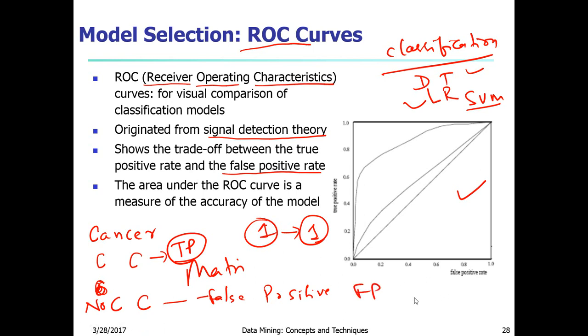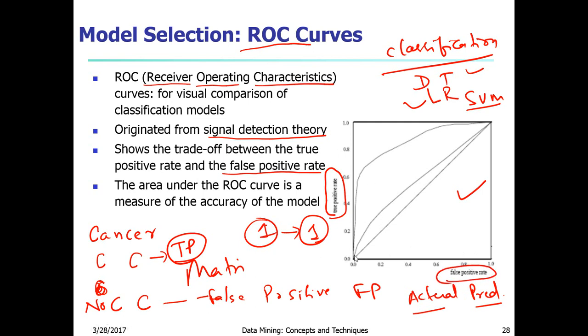So we compare the actual versus the predicted, and find the true positive and false positive, and then plot it, and the curve that you get for all the data points, you do that for your test data or training data, and you get the ROC curve. So in the y-axis you have the true positive rate, and in the x-axis you have the false positive rate.